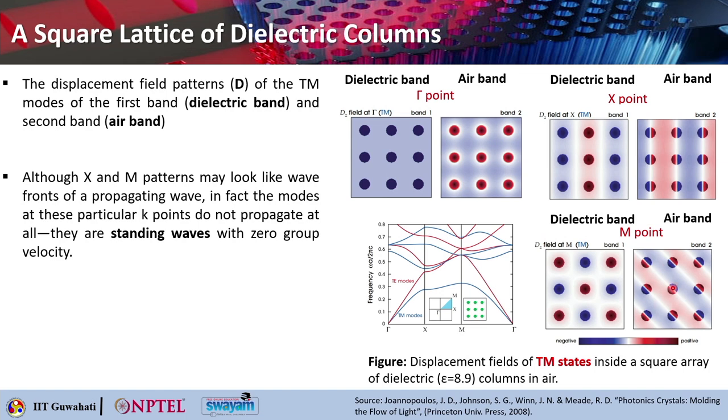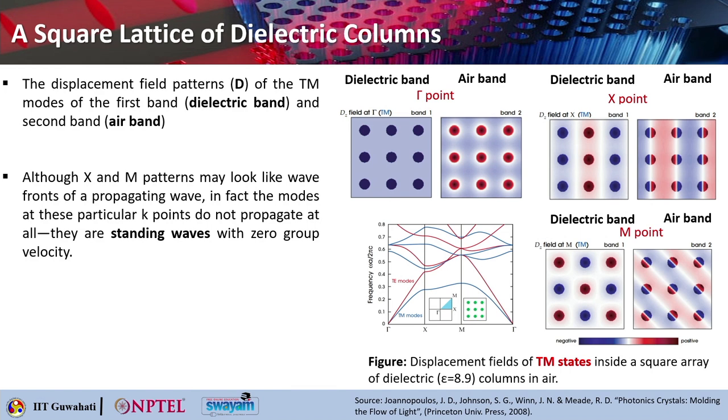In this particular case, the fields of the air band at the M point also look like one of a pair of degenerate states, because you can see similar kinds of patterns along this front.